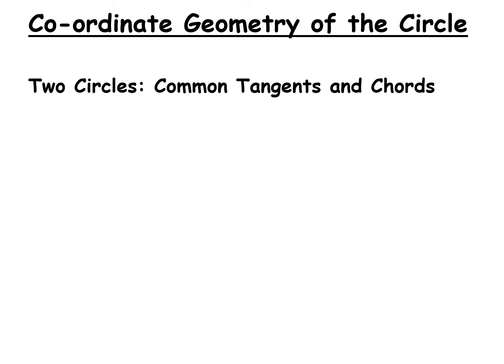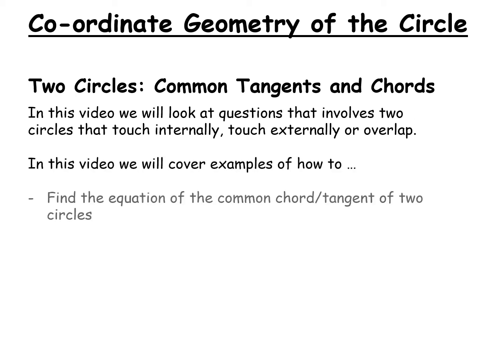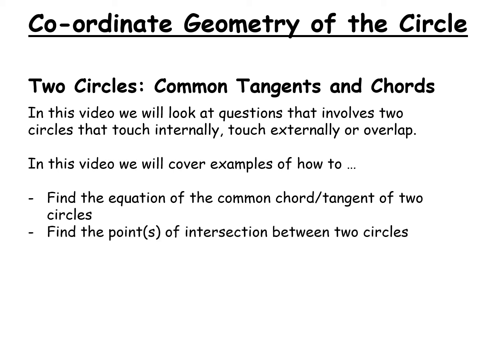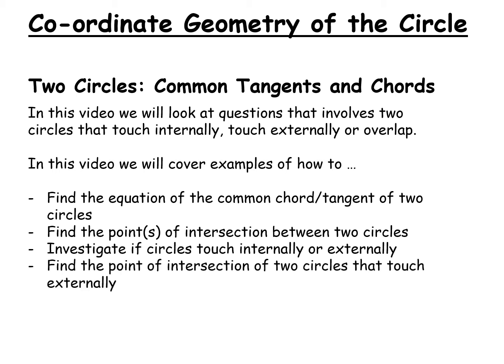So we're going to talk about common tangents and common chords. So we're going to look at questions where the circles touch or they overlap. So we're going to see examples of how to find the equation of a common chord or a common tangent of two circles, to find a point of intersection between two circles, and we're also going to investigate if circles touch internally or externally.